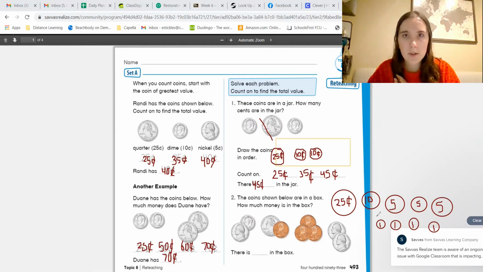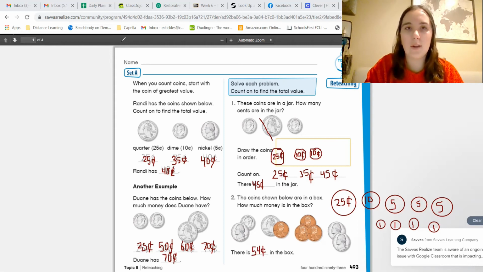And now I'm going to count on in my head. I'm not going to write down every single value because we're getting faster with our addition. So we can start to do some of this counting on in our head. So I start with 25 plus 10 more is 35. Plus 5 more is 40, plus 5 more is 45, plus 5 more is 50. 51, 52, 53, 54. So in this box, there are 54 cents. That is our answer.